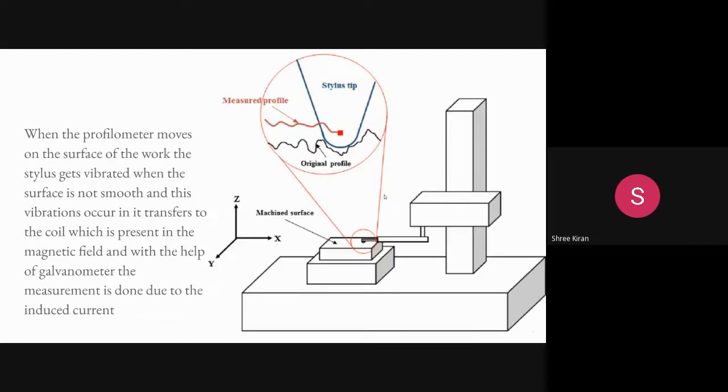Then, in the case of profilometers, the profilometer moves on the surface of the work. So automatically, when the profilometer moves on the surface of the work, the stylus gets vibrated due to the uneven surface, and when the surface is not smooth, this vibration is transferred to the coil which is present in the magnetic field. With the help of a galvanometer, the measurement is done due to the induced current. This is what happens in the case of a profilometer.